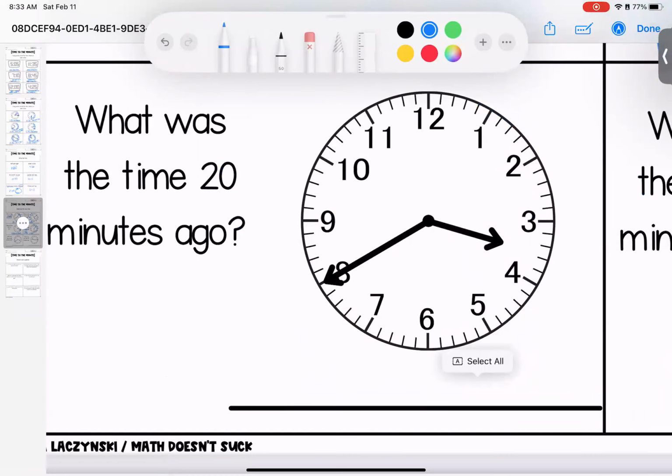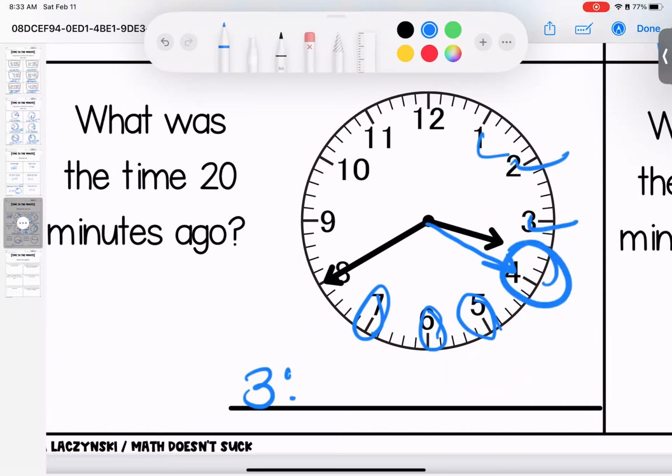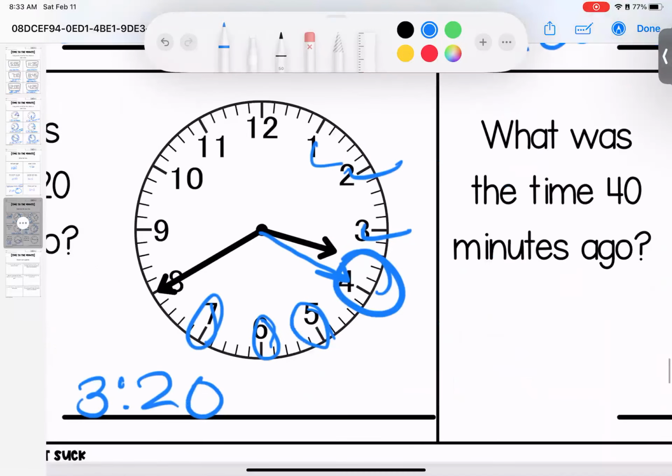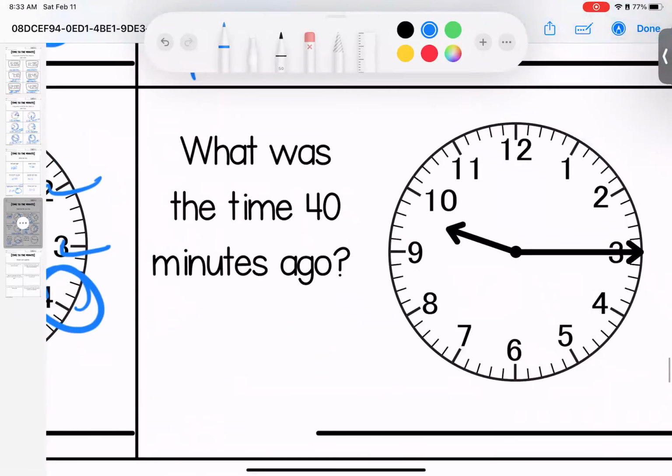What was the time 20 minutes ago? So I need to go backwards 20 minutes. 5, 10, 15, 20. So it would have been 3 o'clock hour, and then 5, 10, 15, 20. 3:20 would have been the time 20 minutes ago. Or my clock is on 3:40. I subtract 20 minutes. The time is 3:20. Next question. What was the time 40 minutes ago?